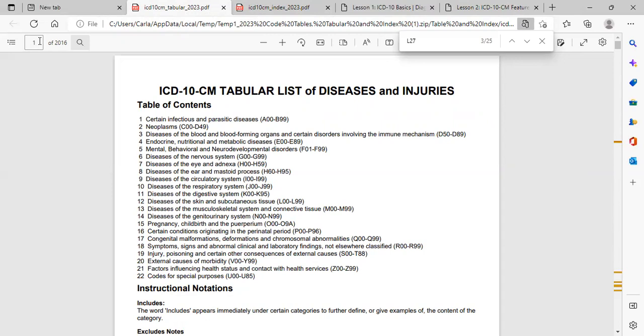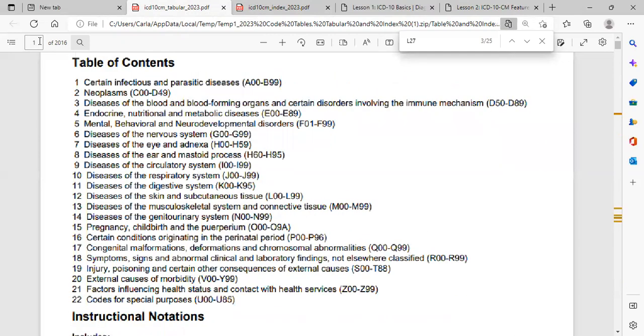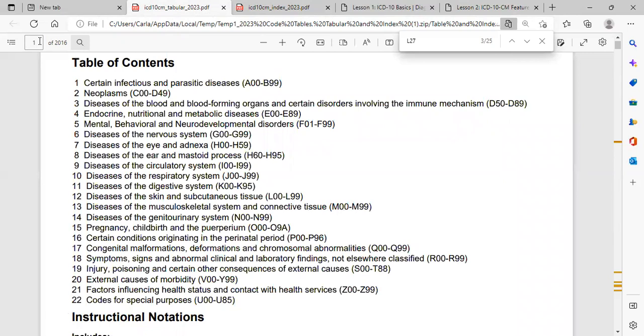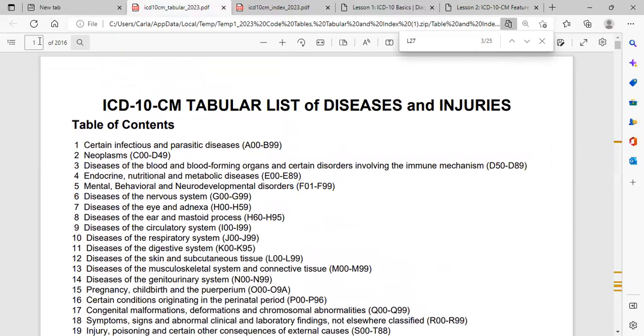Just as I did earlier, I thought, okay, we're in the skin. I know we were in skin area. The code it was giving me was L27. And when I came to the actual tabs, I am confirming, yes, in L00 to L99, I do have skin and subcutaneous conditions. So I know I'm in my right section. And from there, I can search my code.